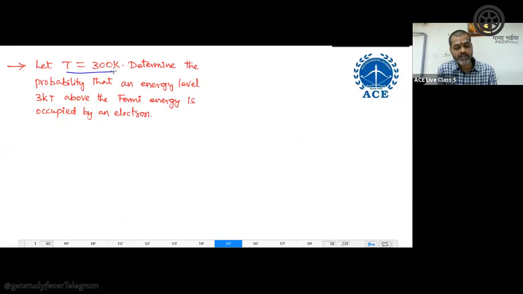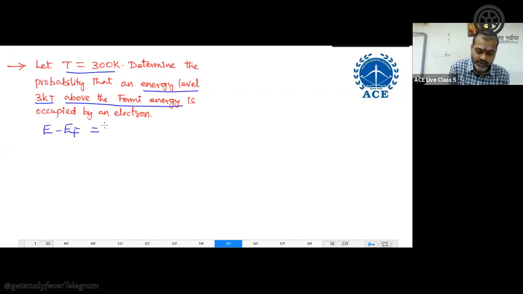Determine the probability that an energy level 3 kT above the Fermi energy is occupied by an electron. What is the meaning of this? Can I say E minus EF is equal to 3 kT? Am I correct? Yes or no?